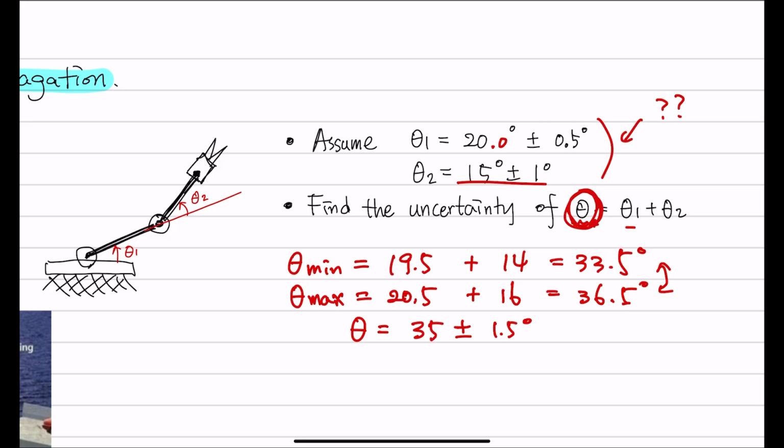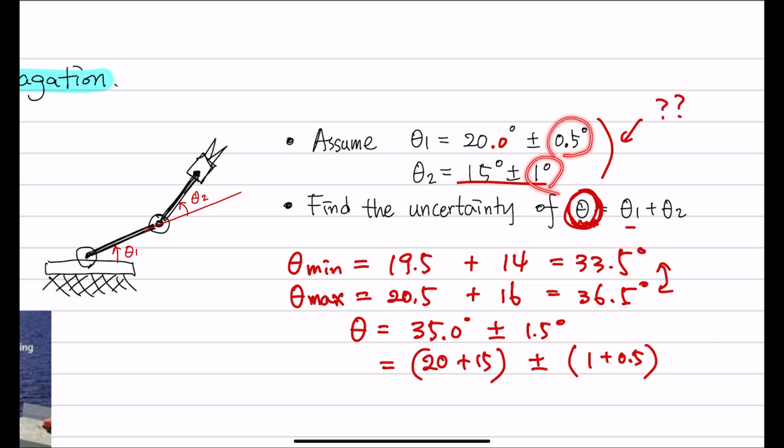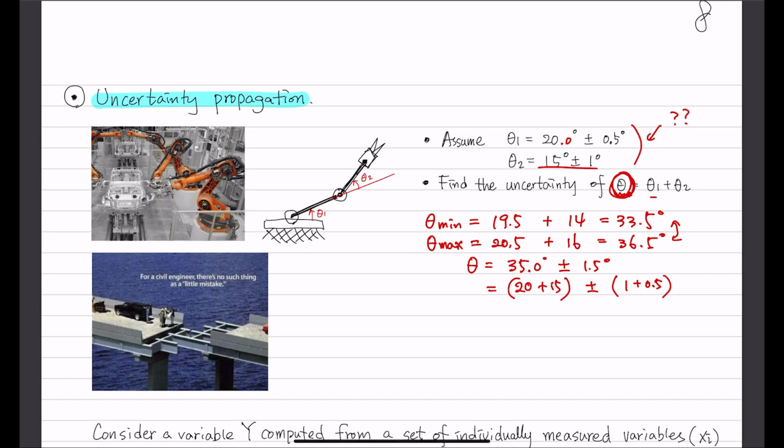And of course this is 20 plus 15, and interestingly you're just adding the uncertainties you had for the individual values, right? So we can easily know that the uncertainty of individual variables propagates and increases.